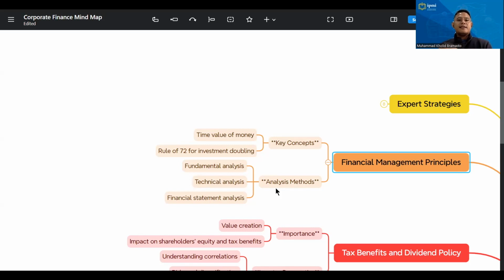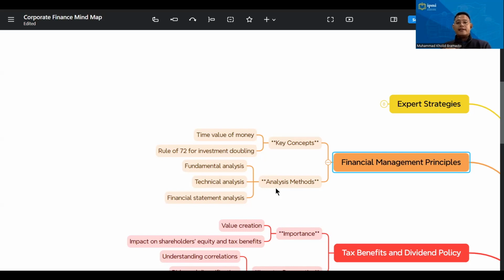First, fundamental analysis. This method is used to evaluate a company's financial health, industry trends, and overall economic conditions to determine its actual worth and potential for growth. By analyzing factors such as earnings, revenue, assets, and liabilities, investors can make well-informed decisions about buying or selling stocks. Second is technical analysis. This approach focuses on analyzing historical market data such as price and volume trends to anticipate future price movement.